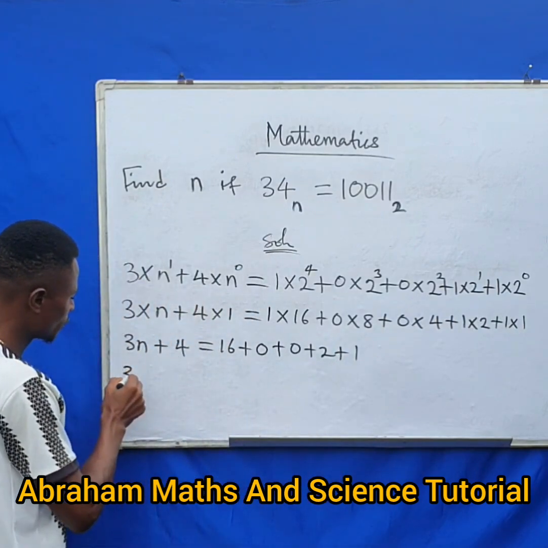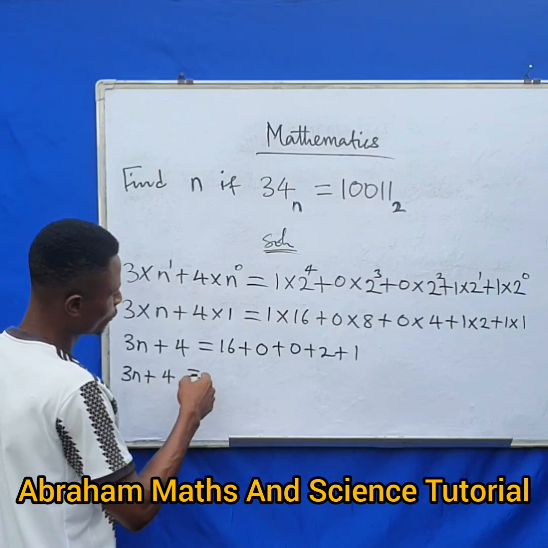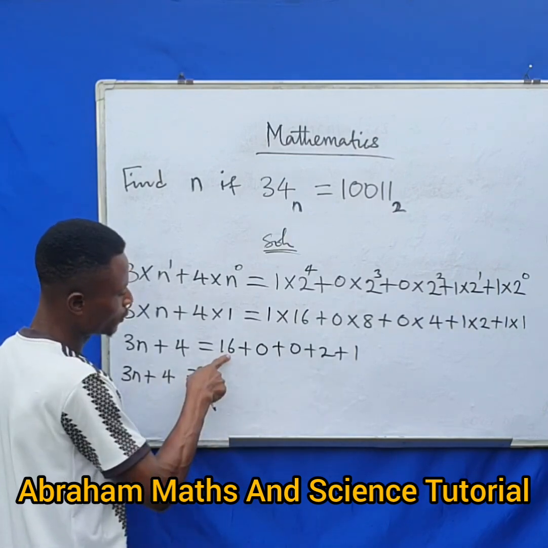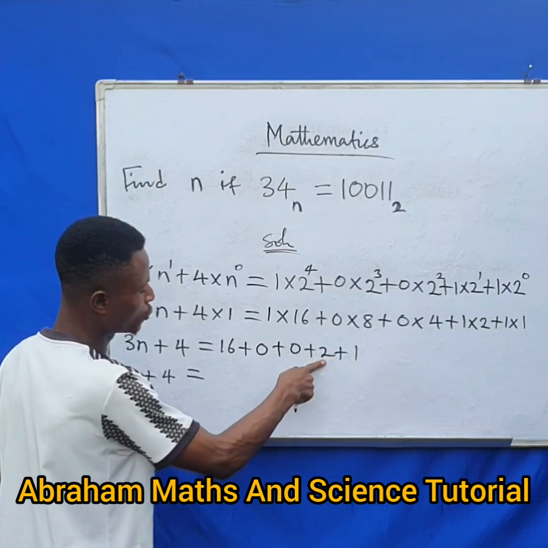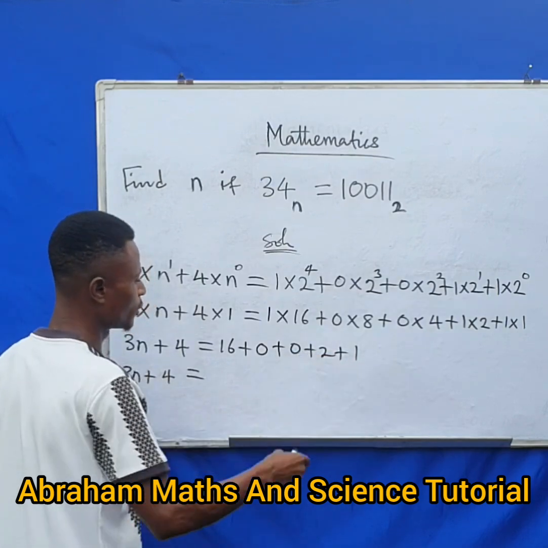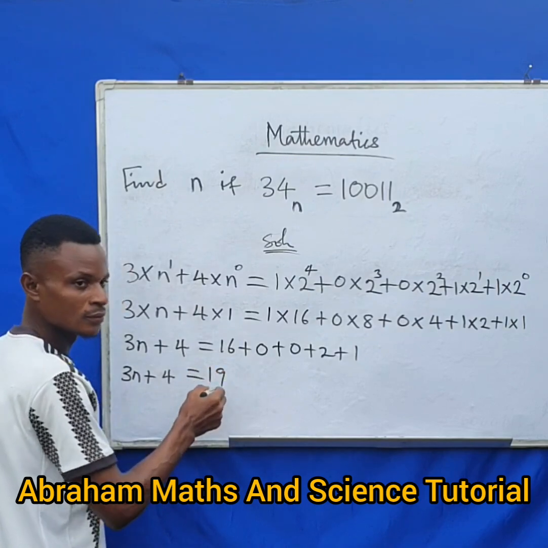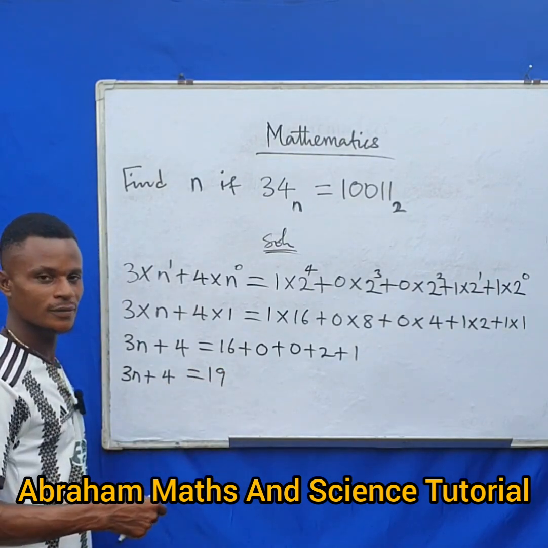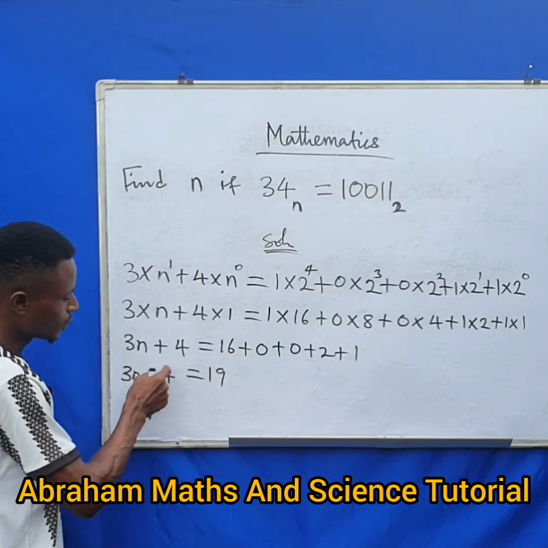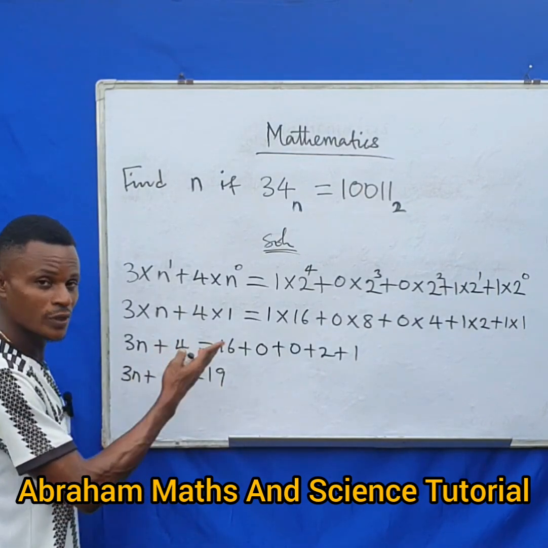So here we have 3n plus 4 equal to, let's add this. 16 plus 0 is 16. Plus 0, 16. Plus 2, that's 18. Plus this will give us 19. The next thing to do is to collect like terms. This 4 has to move to this other side. And when that happens, it will change from plus 4 to minus 4. The sign will change to negative.